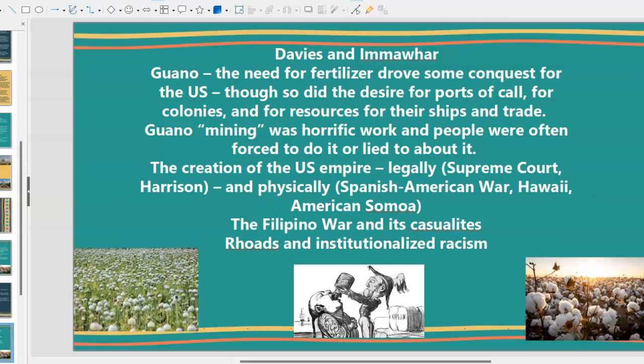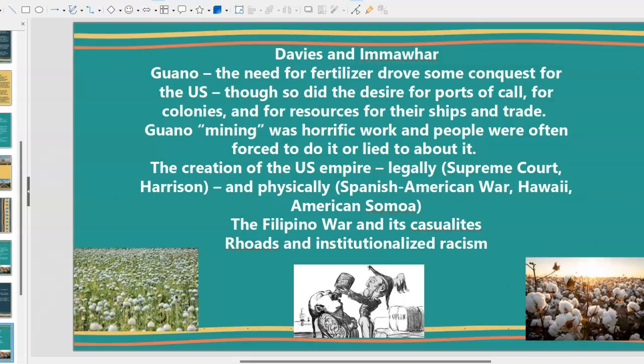All right, so the high points of the Davies and Imahar article: guano needed as fertilizer, drove the conquest. Or the need for conquest by the U.S., mainly because of the Midwest. They needed guano to grow things. The mining was horrific, as they talk about. Interestingly, because of that, though, we get the creation of the U.S. empire starting legally with the Supreme Court and William Henry Harrison, because the Constitution effectively did not allow the U.S.